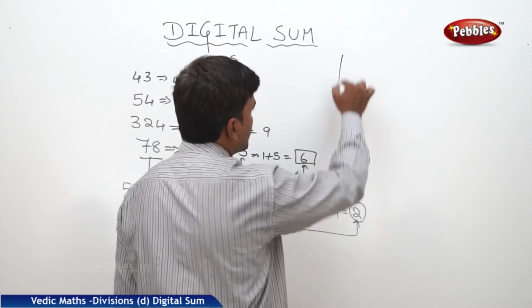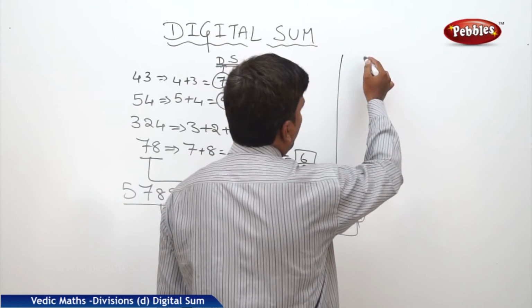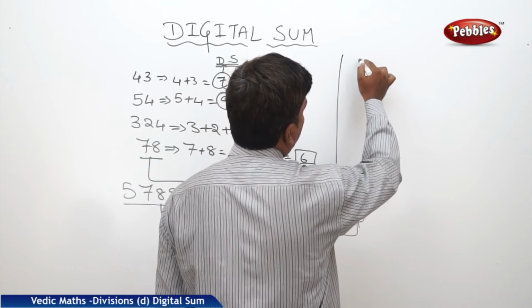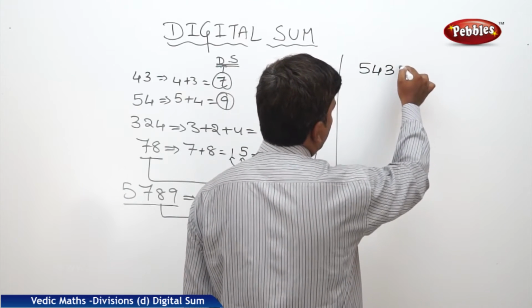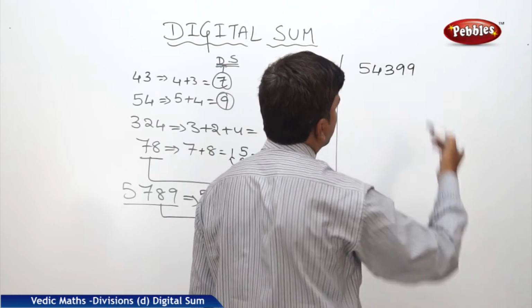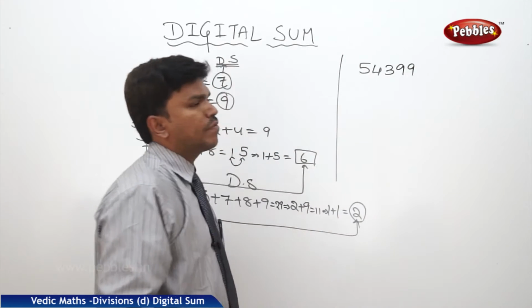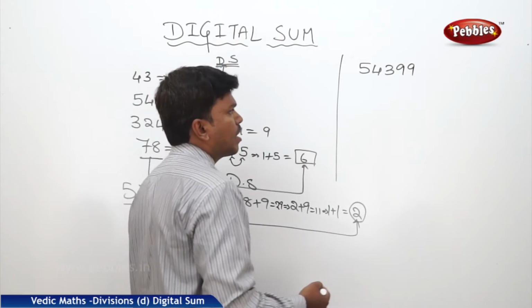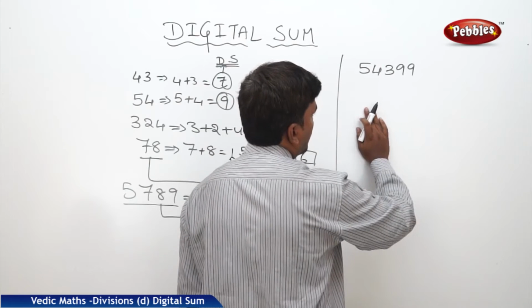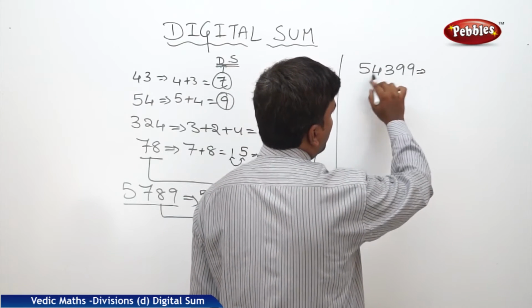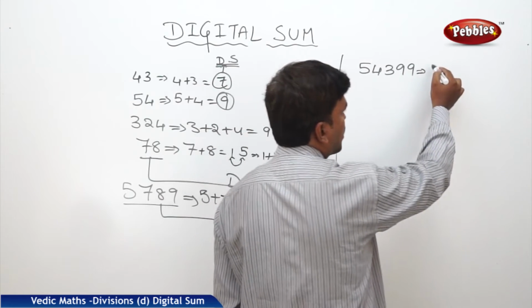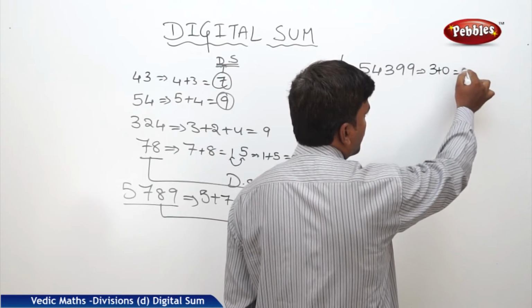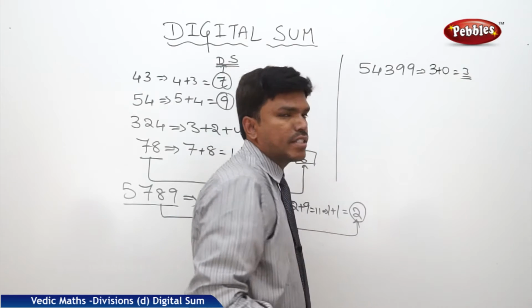Suppose, if I ask you, I want the digital sum of say 54399. So what is the answer? 5 plus 4, 9, 9 plus 3, 12, 12 plus 9, 21, 21 plus 9, 30. 30 means again 3 plus 0, 3. Like that you can write.